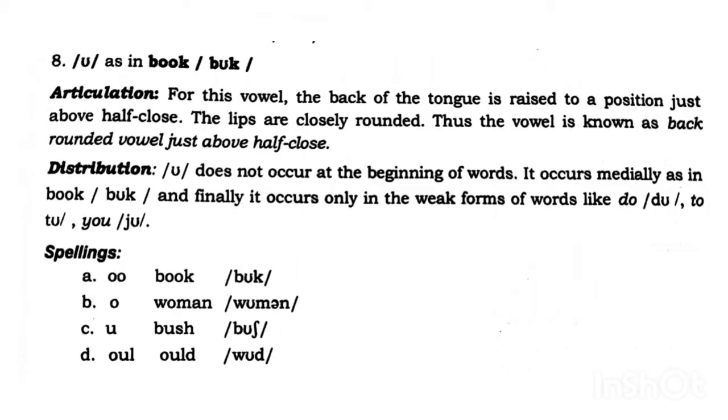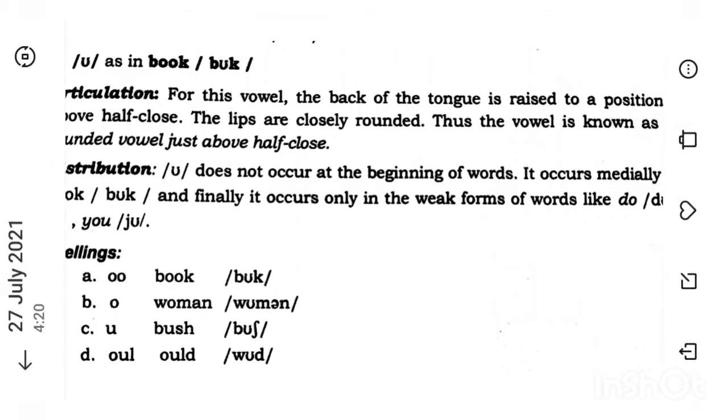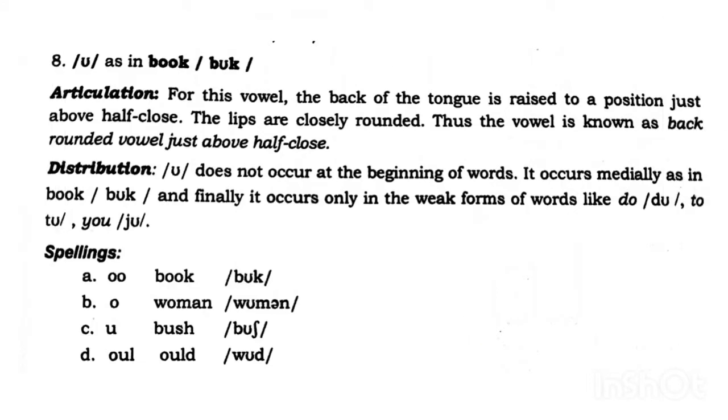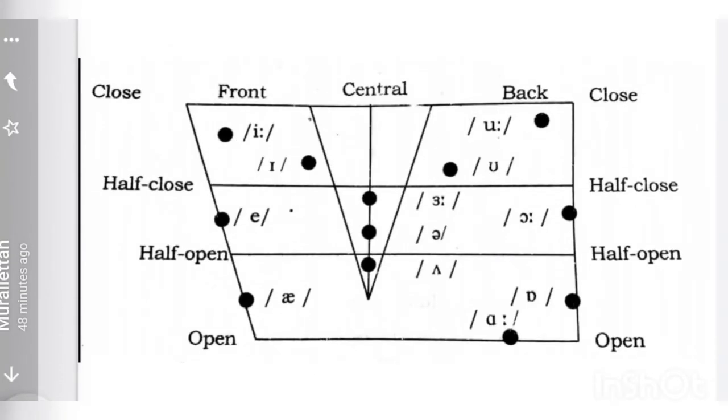Moving on to the next back vowel, U as in book, phonetically transcribed like this. Coming to articulation, for this vowel, the back of the tongue is raised to a position just above half close. This is the half close position, just above that, book. That is the height of the tongue.